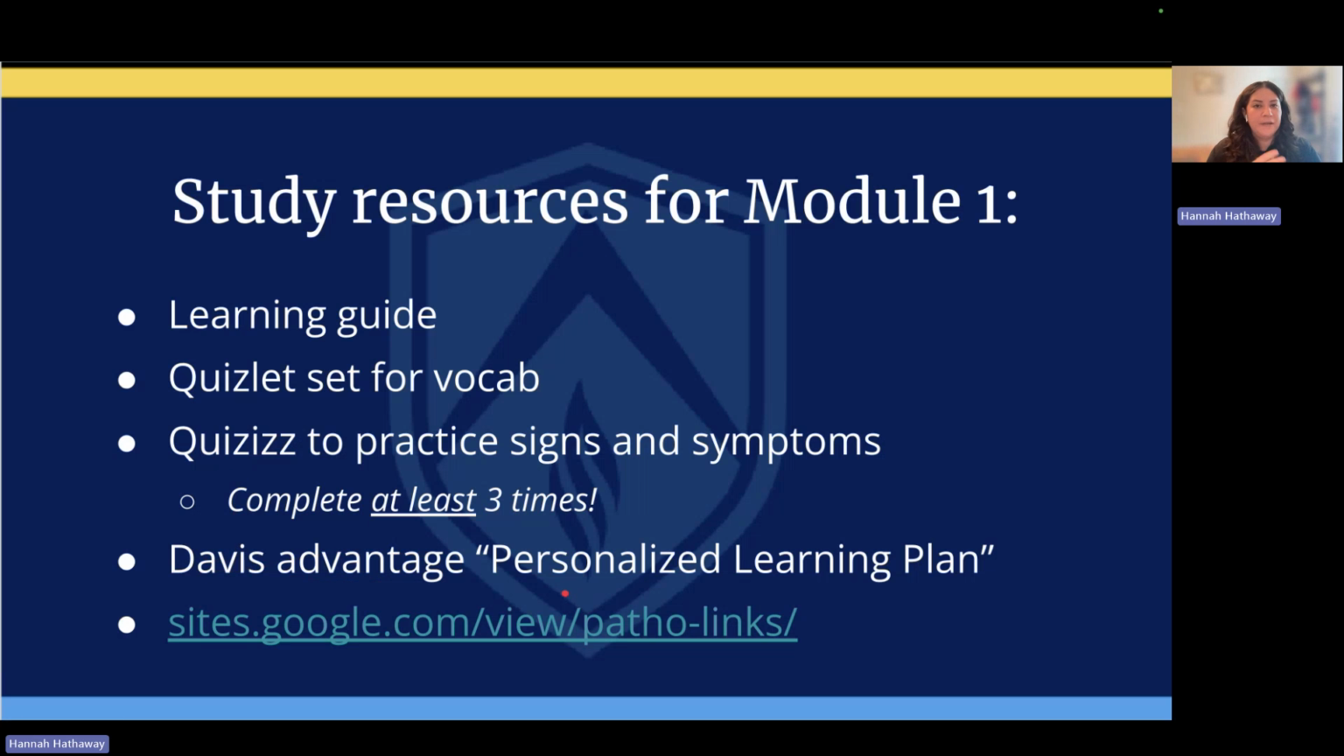In Davis Advantage, you have a lot of those Davis Advantage assignments that are actually really, really helpful. Within Davis Advantage, there's the personalized learning plan, which are just more activities it recommends based on how you do on those assignments. And then, of course, there is the website, the little Google site that has a lot of different links to helpful resources. The Quizlet and the quizzes and all of those other good things are all linked within that Google site. The link is right here, or once again, you can find it in that first Canvas announcement that I posted.